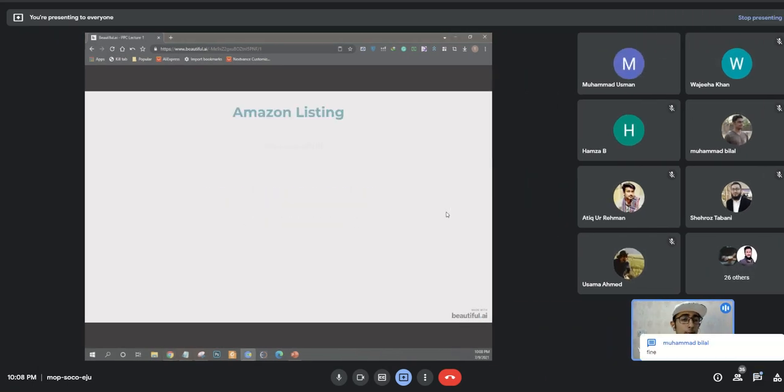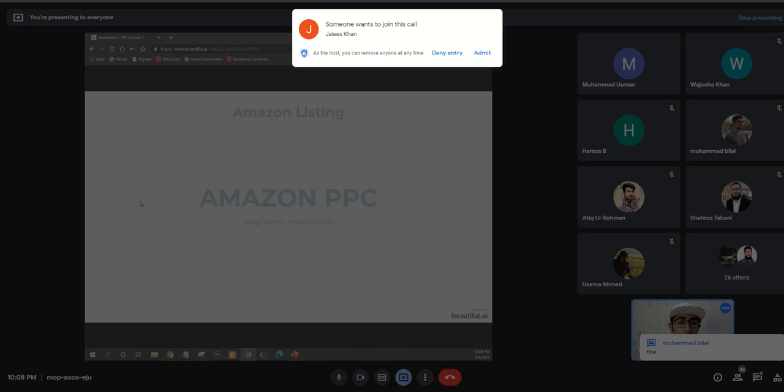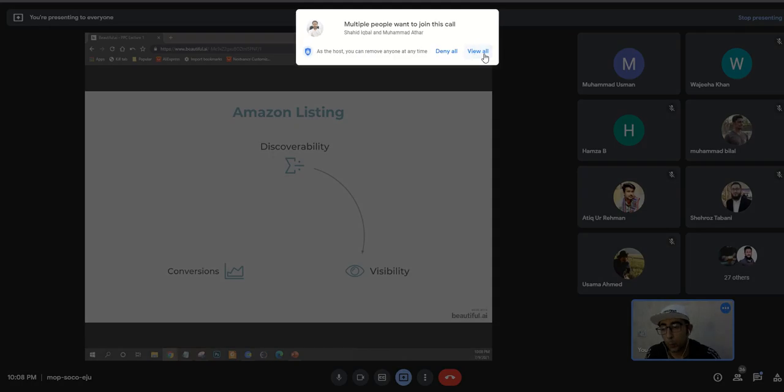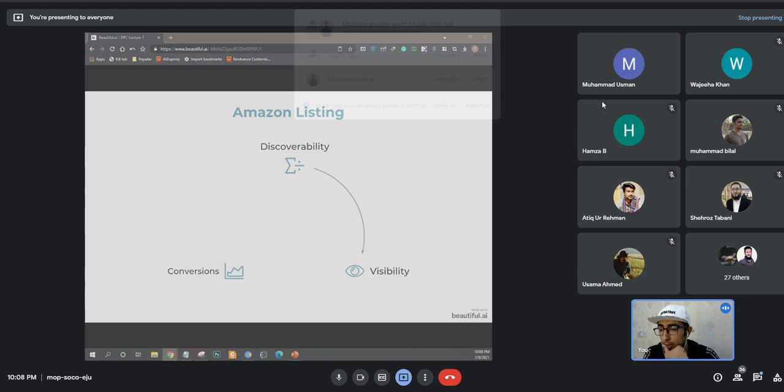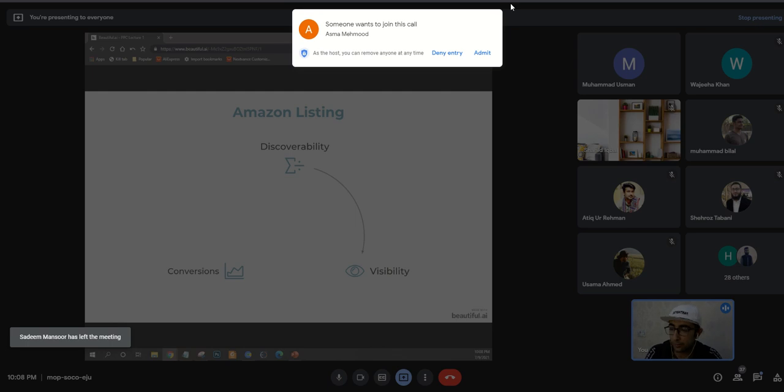Yeah, so if we just go to this first slide. What happens is that with Amazon, you have to create your listing so that it is discoverable by each person. For example, when a buyer goes onto Amazon to search something, the listing has to be discoverable as well.